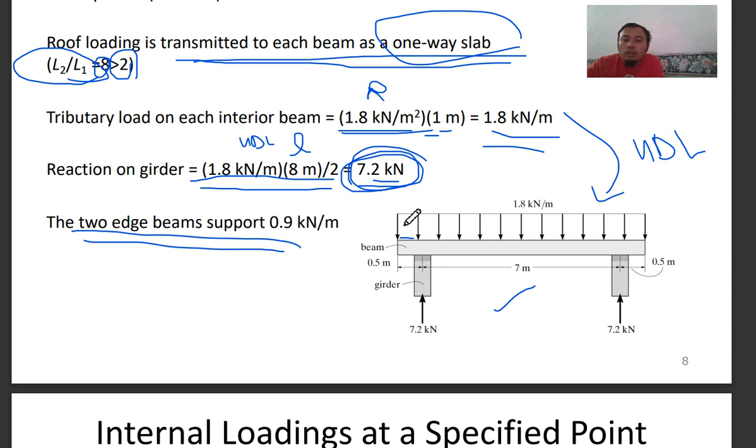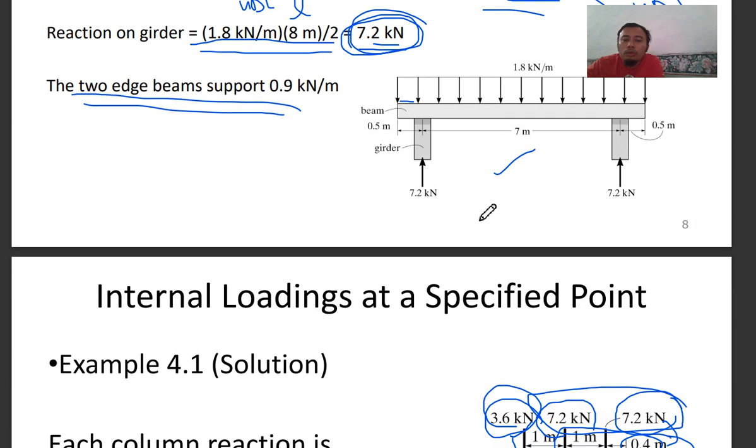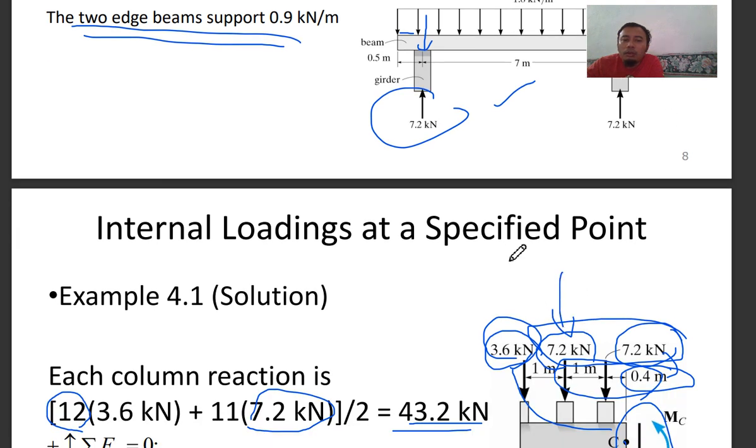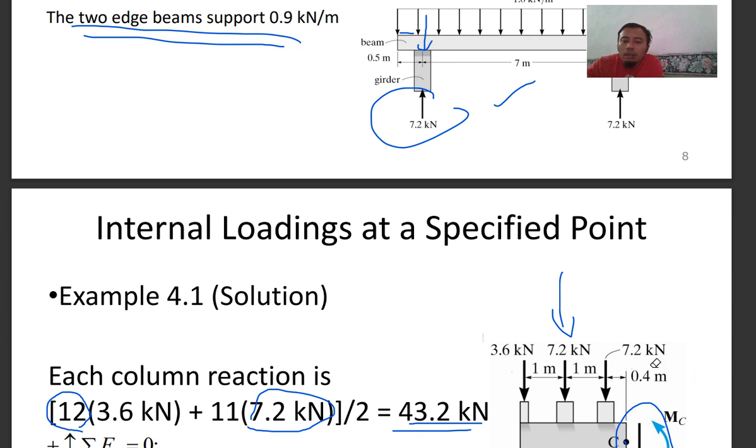So basically 7.2 here, the reaction calculated here, is actually applied on top of the beam. So that's how you'll get this value.